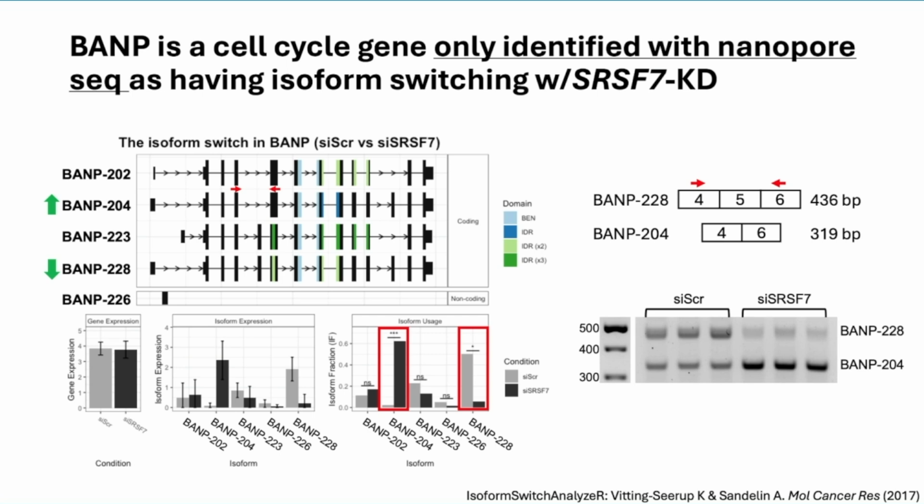Another thing I really want to point out is that the gene expression between the two conditions is not different. So this is something you would miss if you just did gene level analysis.